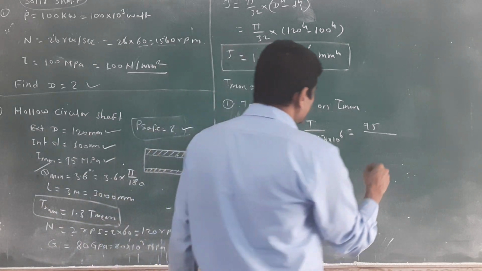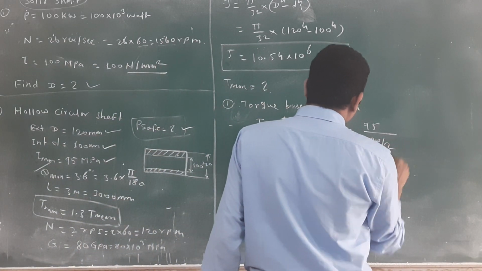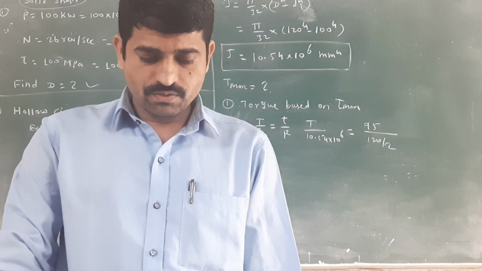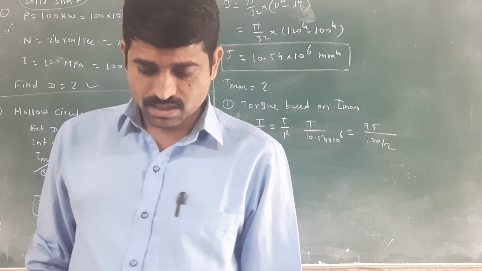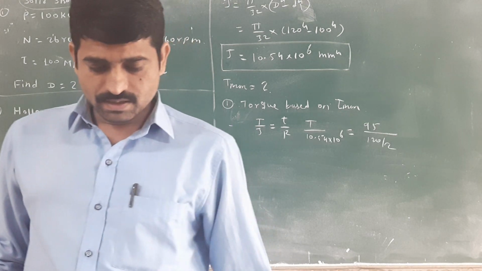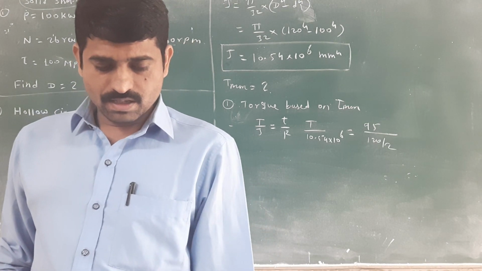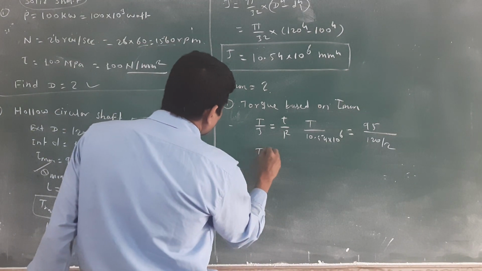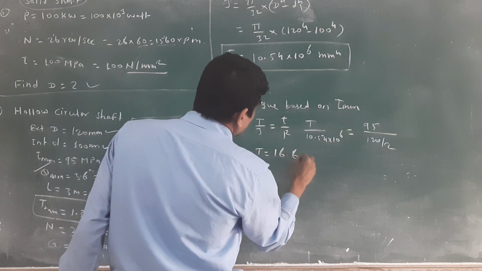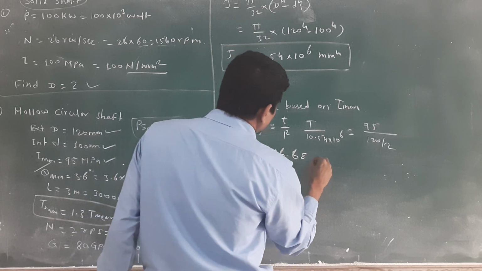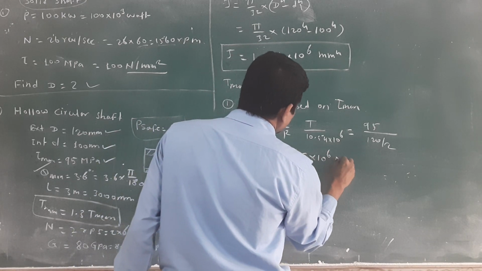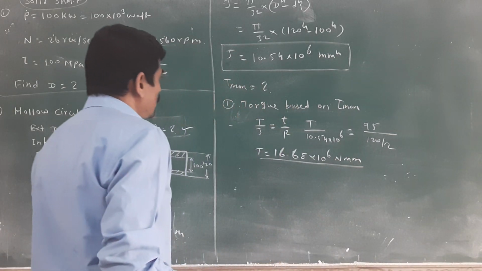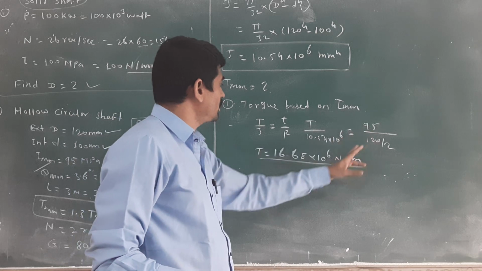120 divided by 2 is there. R means what? 120 divided by 2. Then I will check the value of that. T is equal to 16.68 into 10 raised to 6. What is the unit of that? Newton mm, Newton mm, because we have taken one value in mm.